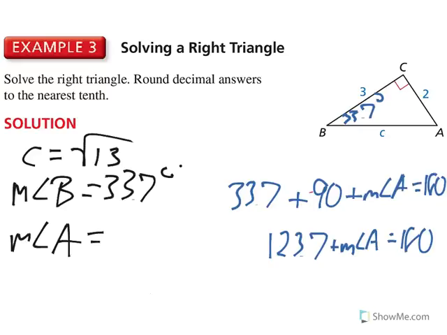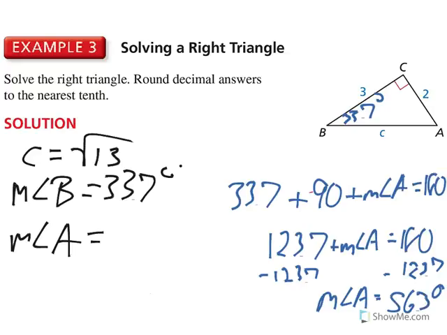And so when you subtract from the other side, you end up getting the measure of angle A is equal to 56.3 degrees. And so that would be my answer. Okay, so then that means we've solved the right triangle. We have every part of our triangle now.